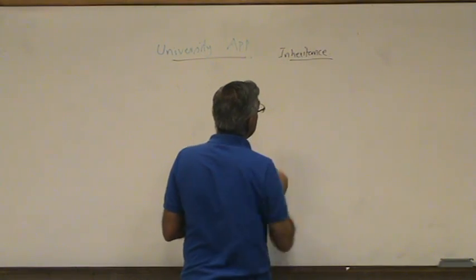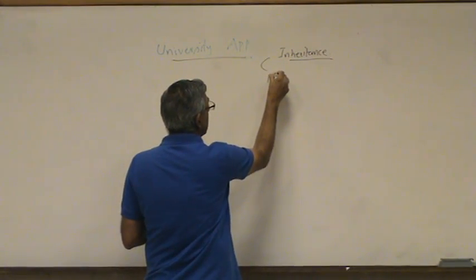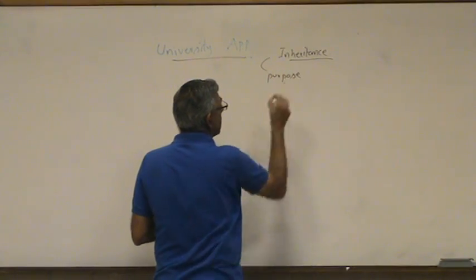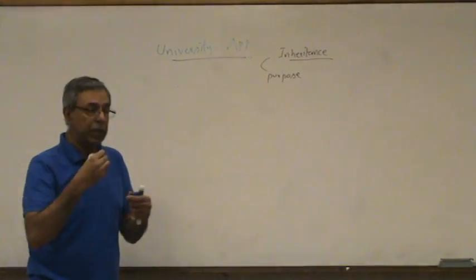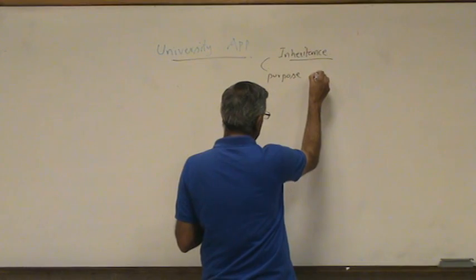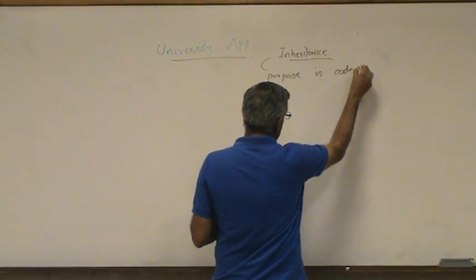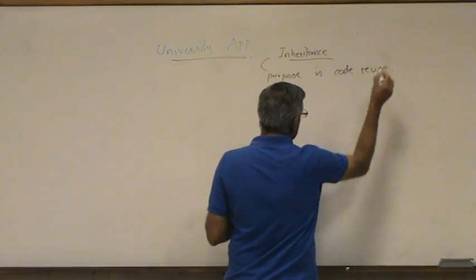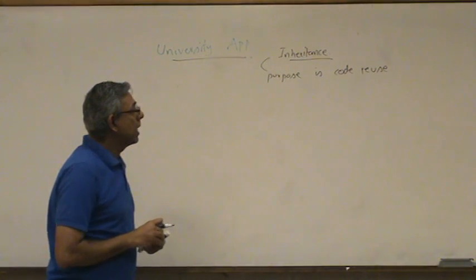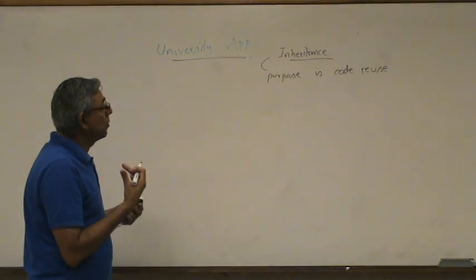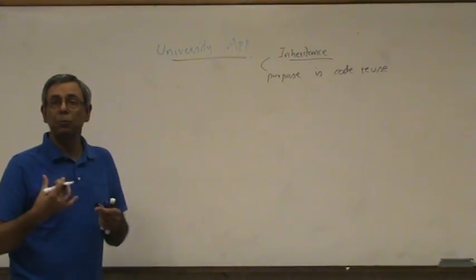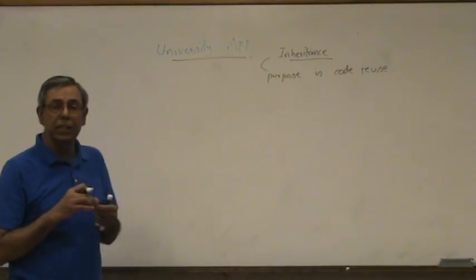Okay, I remember the purpose of inheritance was to write as less code as possible so that we can reuse the code. Okay, so purpose is code reuse. Okay, so inheritance only makes sense when we are creating many different classes, right?